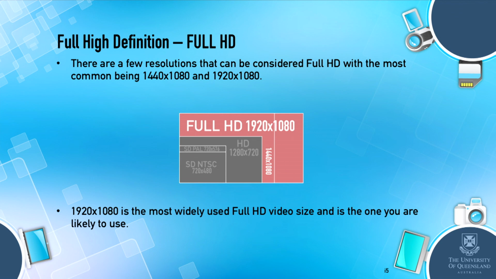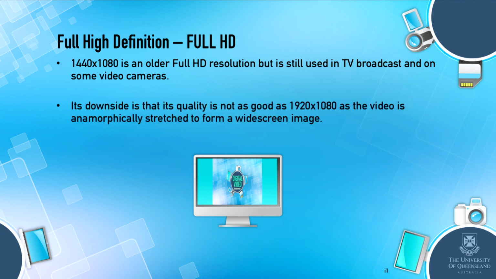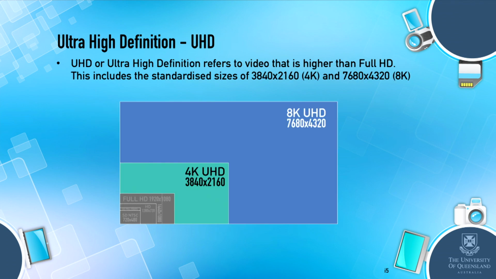1920 by 1080 is the most widely used full HD video size and is the one you are most likely to use. 1440 by 1080, however, is an older full HD resolution, but it is still used in TV broadcasts and on some video cameras. Its downside is its quality is not as good as 1920 by 1080 as the video is anamorphically stretched to form a widescreen image.